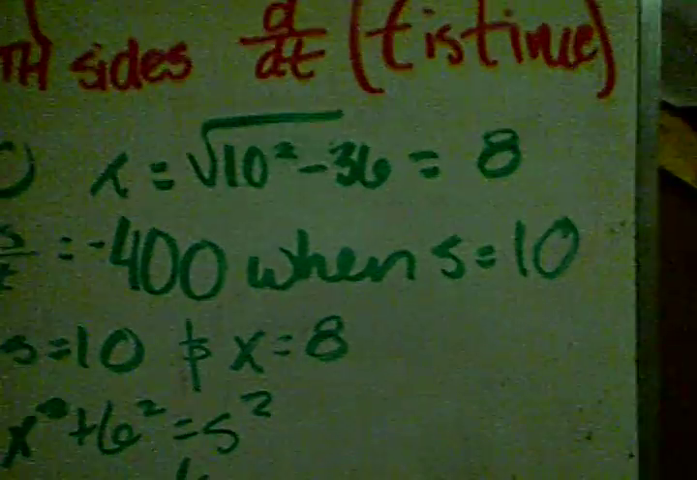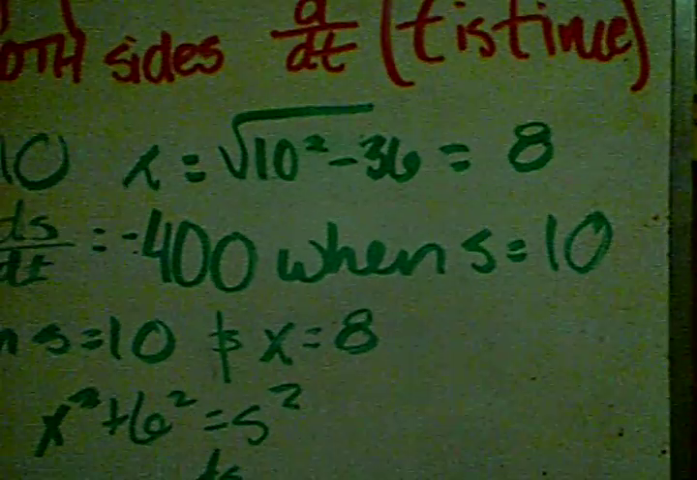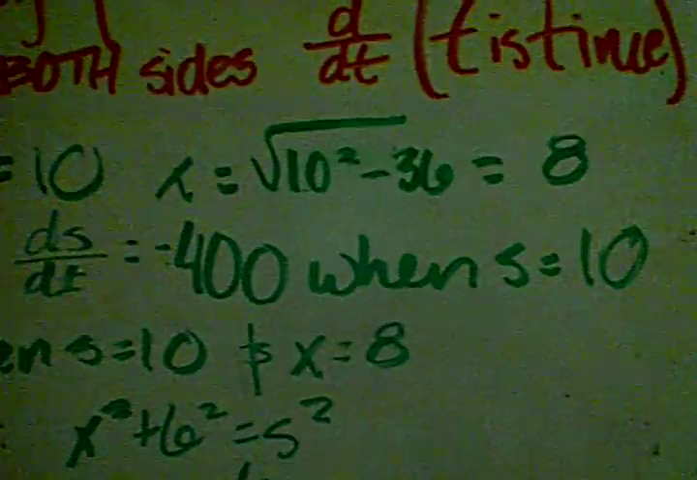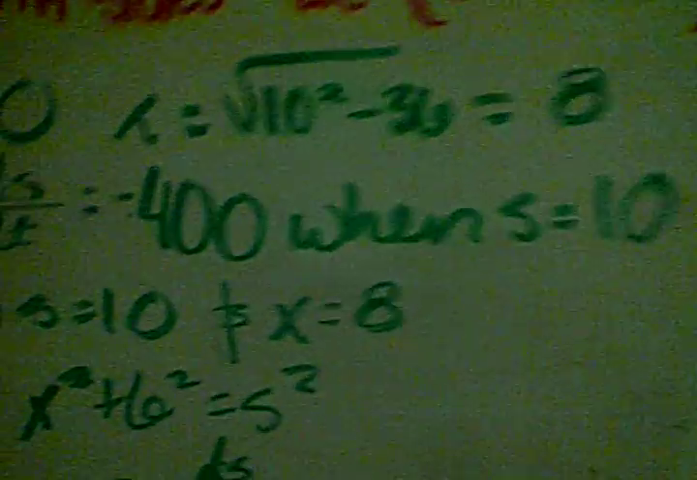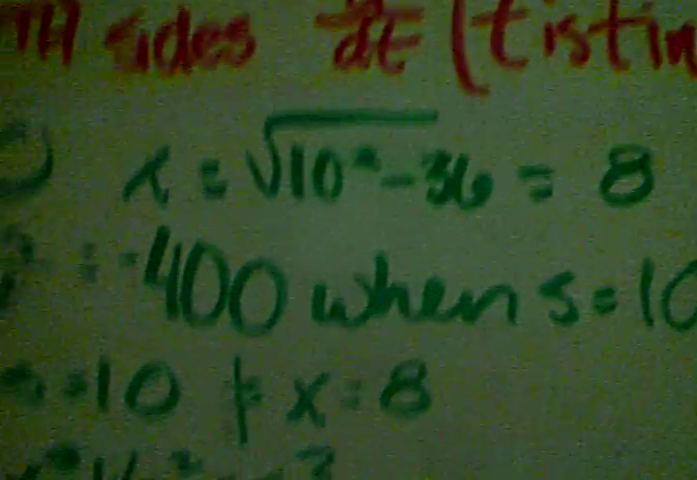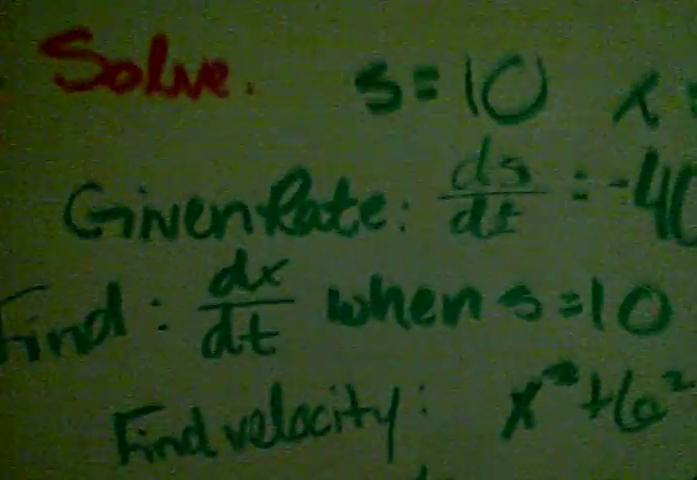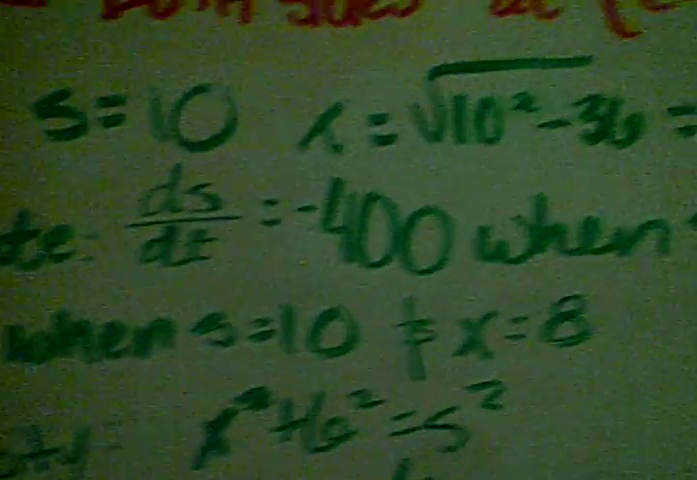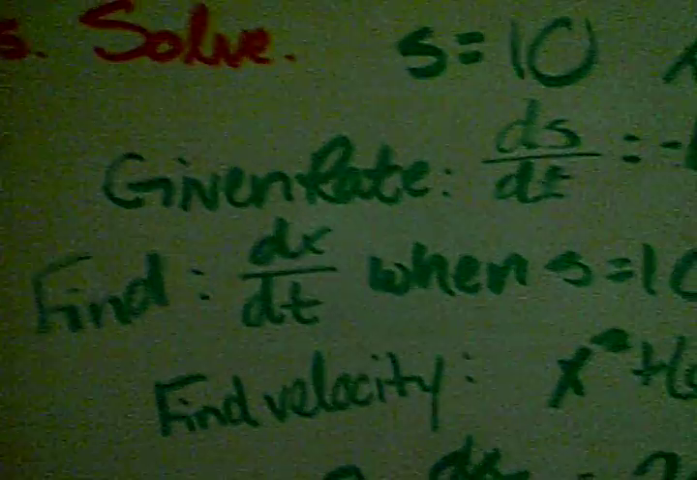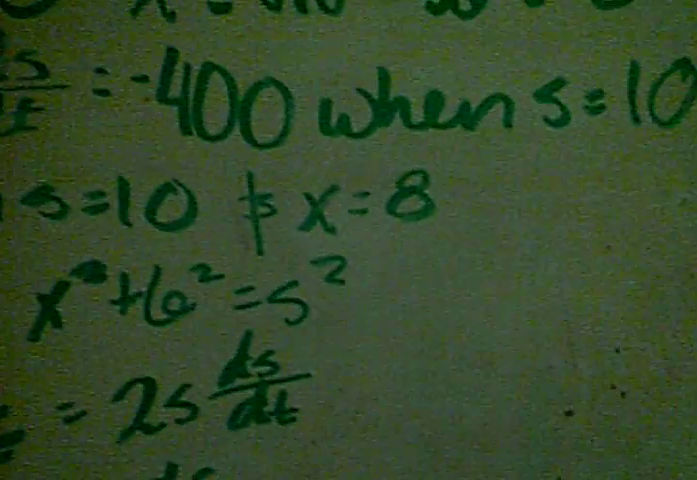So what we have to remember using Pythagorean theorem is that when s equals 10, x will equal 8 because of the square root of c squared minus a squared. So that works. So we have our given rate, and that is negative 400 miles per hour when s equals 10. And so we have to find dx over dt when s equals 10 and x equals 8.